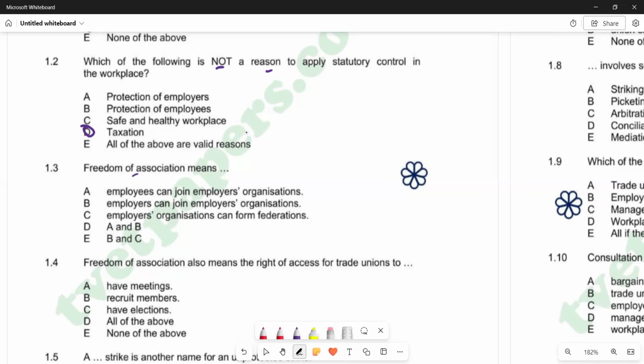If you go through the responses that we have there, A is saying you have meetings, which is also freedom of association, which is correct. B is talking about recruiting members, which is also correct. It's also part of freedom of association, and we've got having elections, which is also part of freedom of association. Then we've got D, which is saying all of the above. So it means D is correct, because E is saying none of the above, which is not correct. So we are picking D as the correct answer.